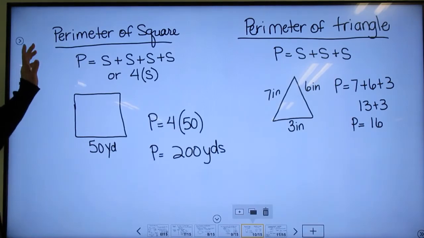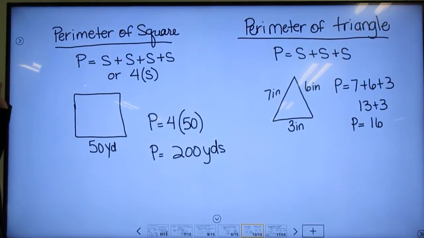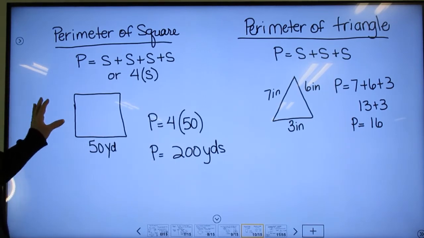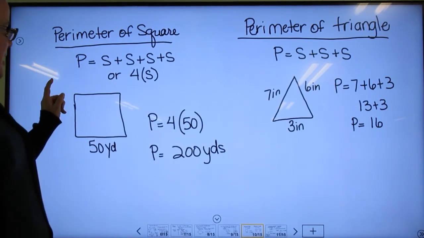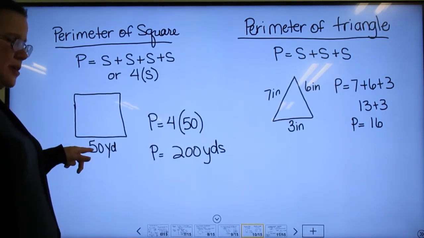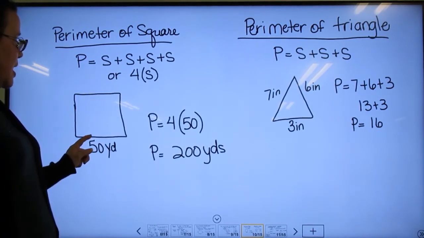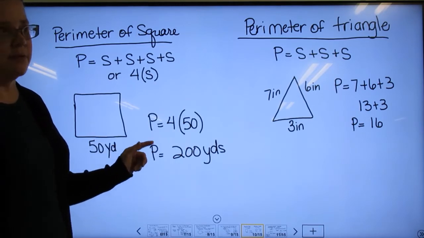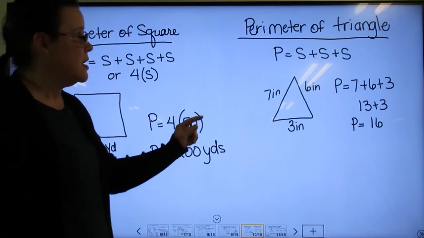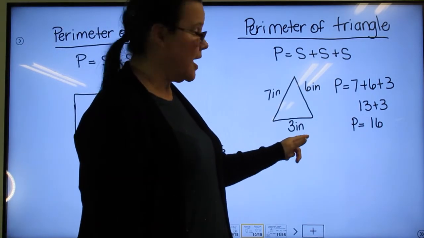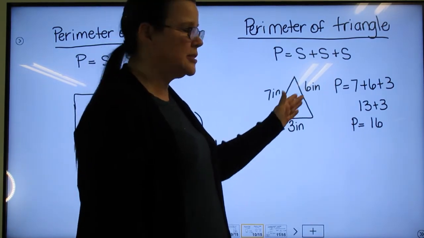Next up, perimeter of a square and a perimeter of a triangle. I threw this up there real quick just in case you see it. It's not really on your formula sheet, so you may not get one, but it's not that hard to figure out. If they give you a side of 50 yards, a square has all equal sides, and you would just do 50 plus 50 plus 50 plus 50, or 4 times 50, and you get 200 yards. Perimeter of a triangle is side plus side plus side, and if they gave you these 3 numbers, then you would just add them all up.